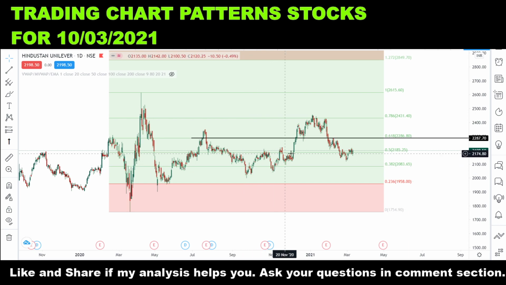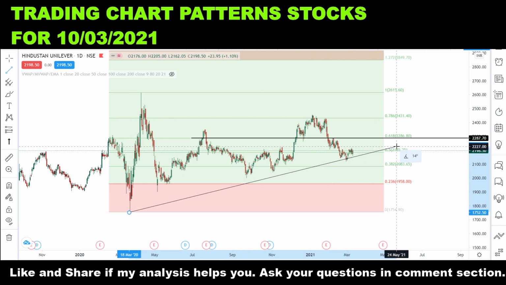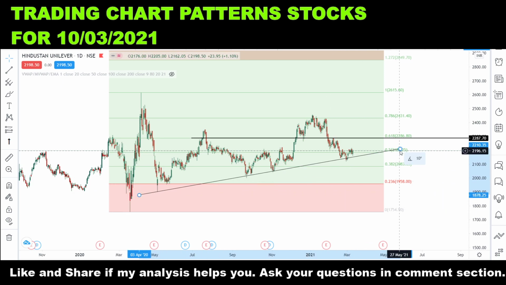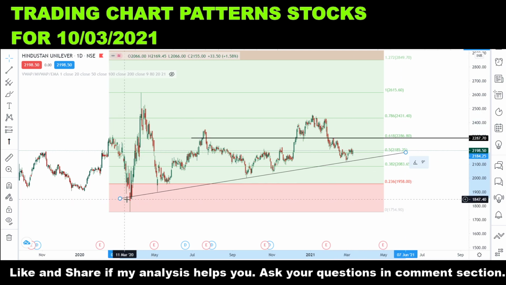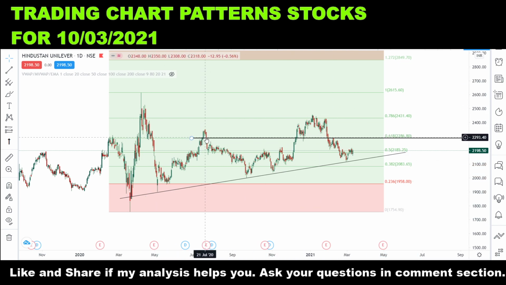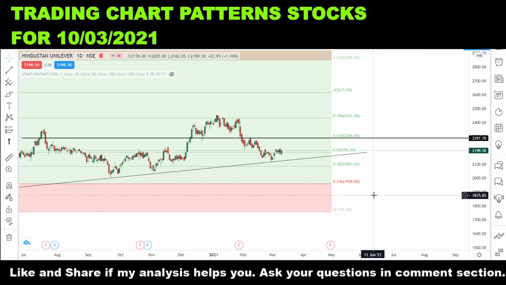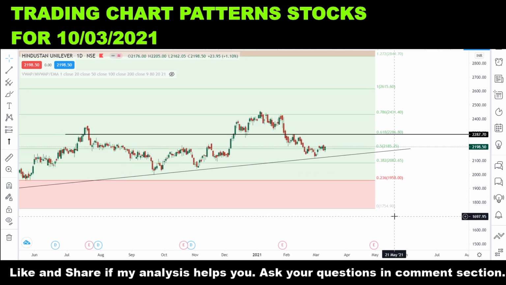Now what is this stock doing? The stock is actually trading between the 2185 and 2200 level to the 2130 level. So this region is acting as a support for this stock, and this region is acting as a resistance, but today's closing is actually bullish for this stock. And from the past 4, 5, 6 days the stock has been trading in a sideways pattern.